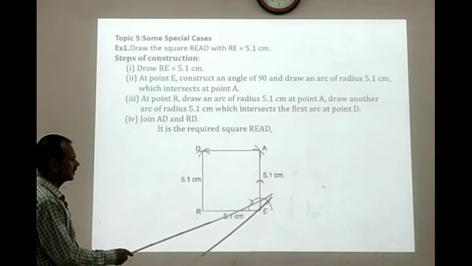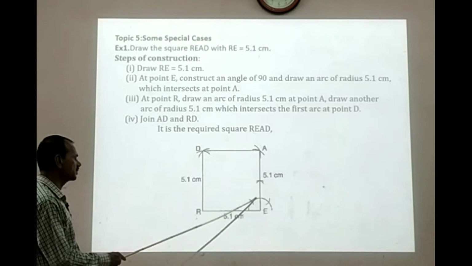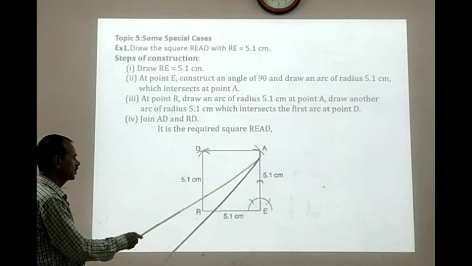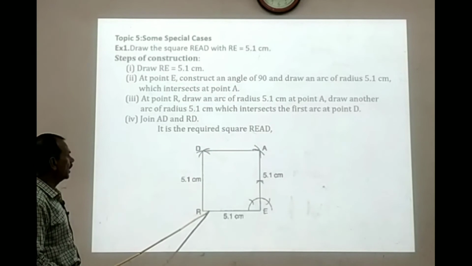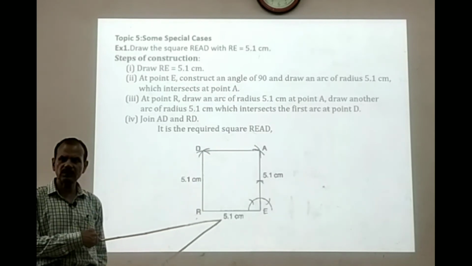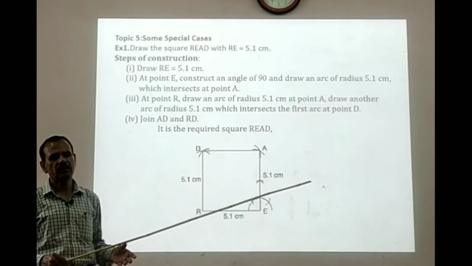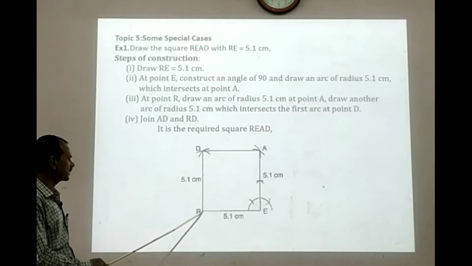So again, bisect these arcs, we will get 30 degrees. Means this 60 and this 30, total 90 degrees. So this is 90 degrees. Again, this is 90 degrees. Again, you have to give the side 5.1 centimeter. So take 5.1 centimeter distance in a compass and R as a center.